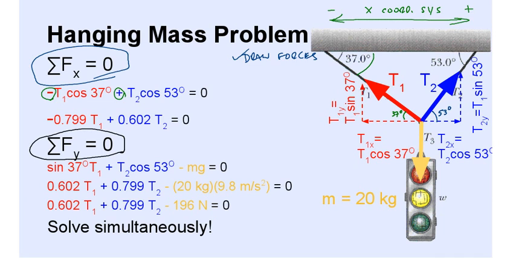Let's go to another page. I'll have to flip back and forth and write this down, I guess. But we had negative 0.799 T1 plus, let me get the number here, 0.602 T2, and that's equal to 0.